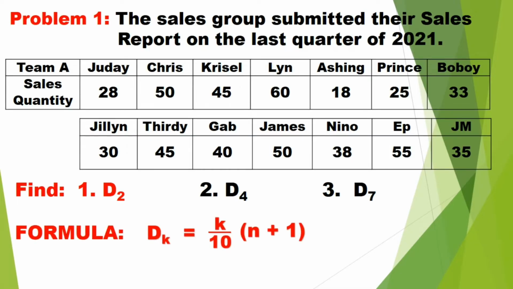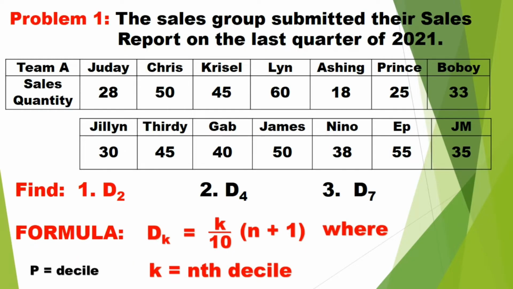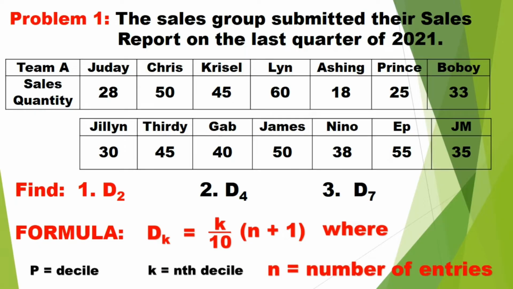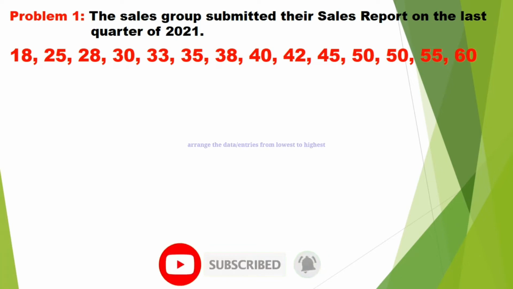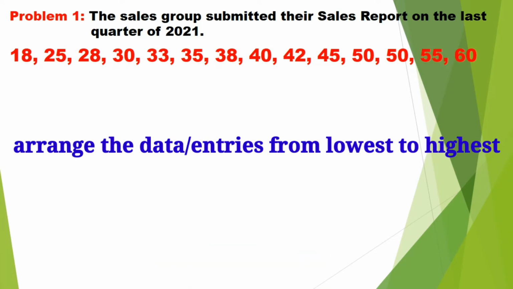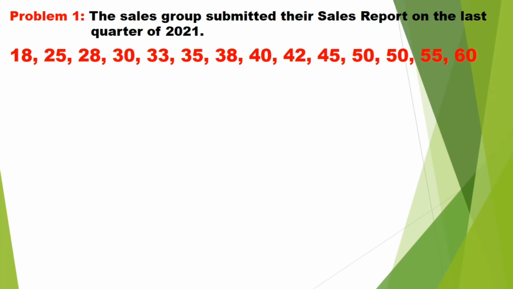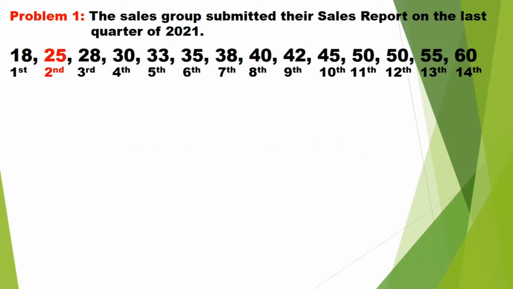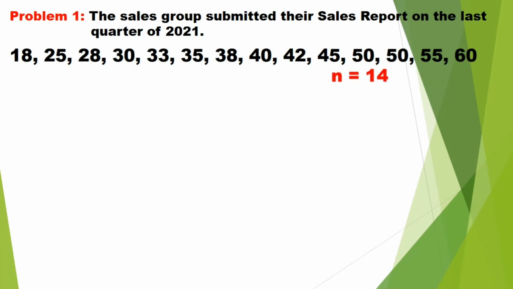The formula is D sub k equals k over 10, quantity n plus 1, where D is the decile, k is the desired nth decile, and n is the number of entries or data. Before we solve for the decile, we need to rearrange the data entry from lowest to highest, where 18 is the first term, 25 is the second term, 28 is the third term, and 60 is the 14th and last term, meaning our n for this problem is 14. Let us now solve for the deciles.